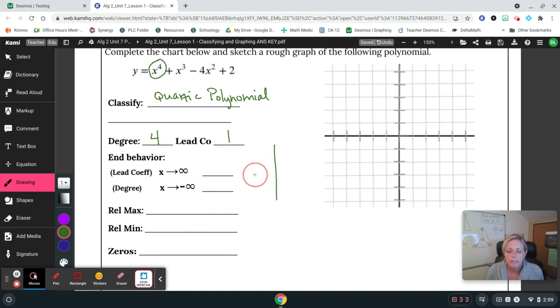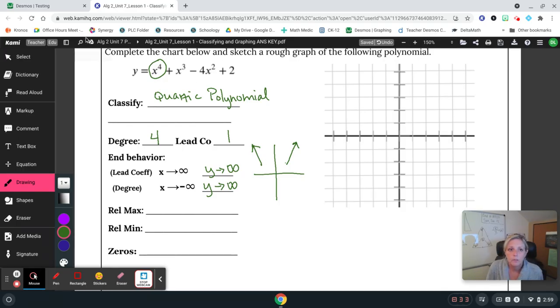So now let's look at our end behavior. Okay. My leading coefficient is positive. So that tells me it's going to head to the infinity. It's going to go up and to the right. And my degree is even, so that tells me that to the negative infinity is going to go the same direction, also up toward positive infinity, so up and to the left.